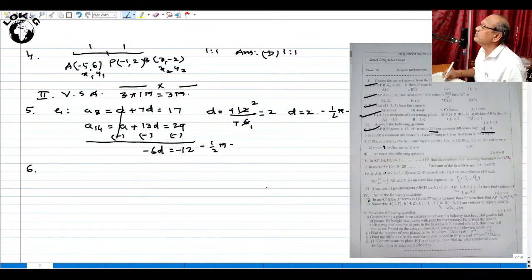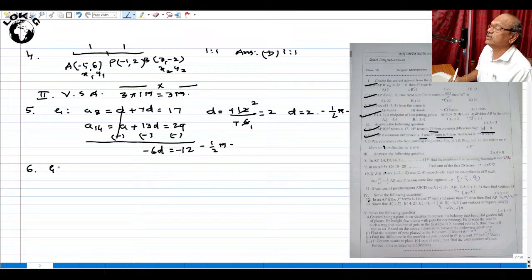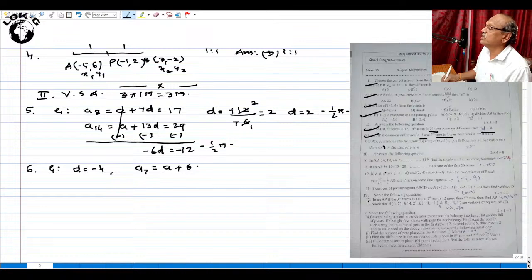Sixth question, read the question. In an AP, the common difference is -4. The seventh term is 4. Then you have to find the first term. Let us write the given. Common difference d is given as -4. And the seventh term, that is a7, is equal to a plus (7 minus 1) d, which is 6d, is equal to 4. Very simple question for 1 mark.